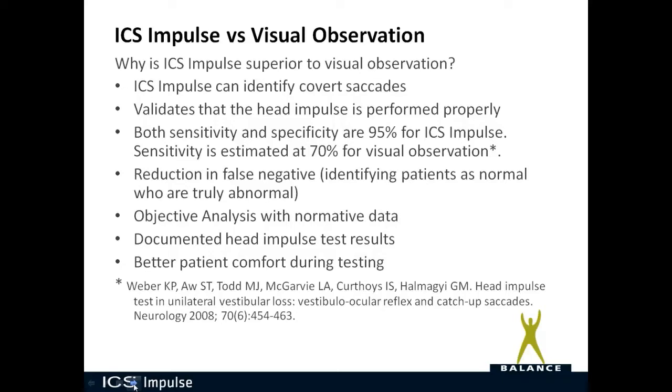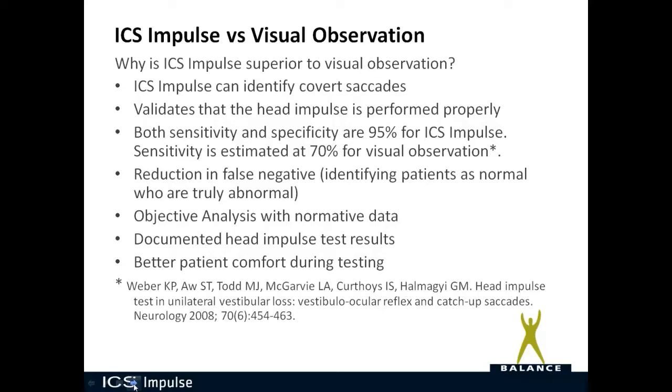And better patient comfort during testing. When you're doing visual observation, you have to do quite large head impulses. And what I've seen out in the field with neurologists who currently do visual observation is their head impulses, when they start to use ICS Impulse, are over 300 degrees per second. With ICS Impulse, you don't need to make that big of a head movement, and you shouldn't make that big of a head movement, because actually with ICS Impulse, that big of a head movement causes artifacts.